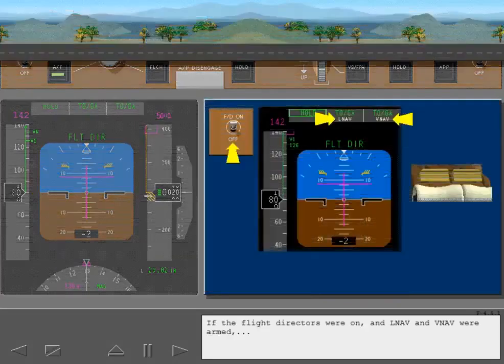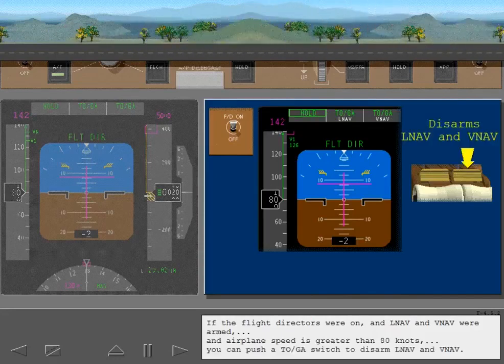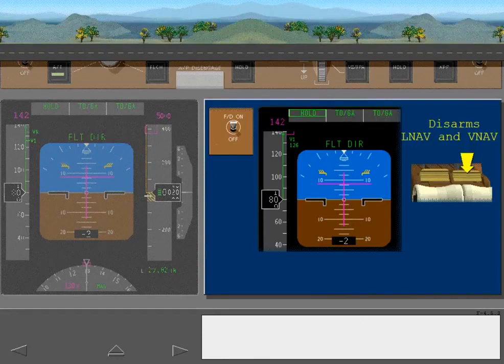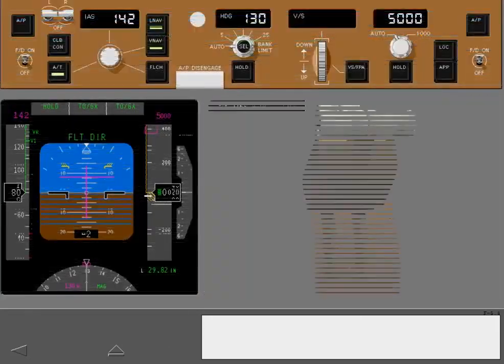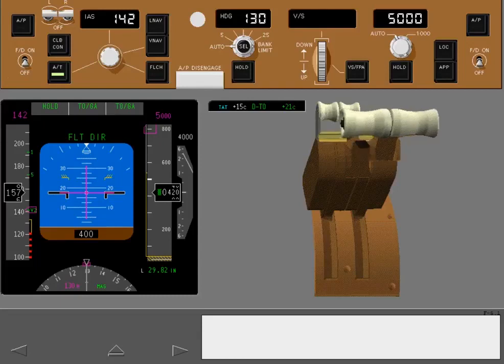If the flight directors were on, and LNAV and VNAV were armed, and airplane speed is greater than 80 knots, you can push a toga switch to disarm LNAV and VNAV. If the toga switch is pushed after the airplane leaves the ground, in addition to the flight director command bars appearing, the thrust derate is also removed.